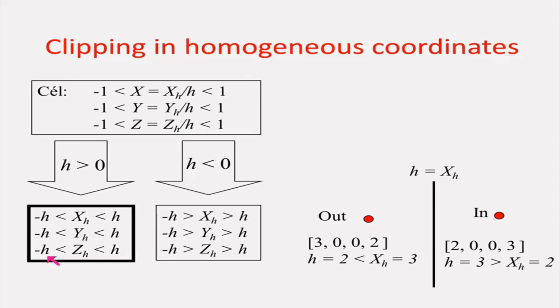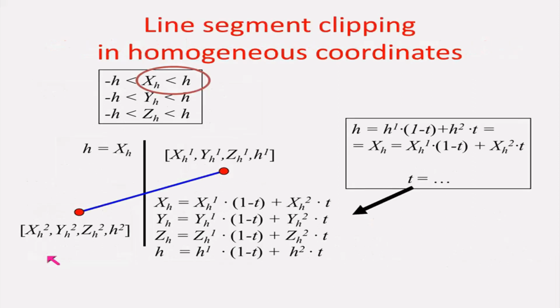The intersection of these half spaces is a cubical view frustum. Each half space is associated with a single inequality, and the border plane of the half space is defined by the equation where the smaller relation is replaced by equality. We consider here just one half space of inequality xh is smaller than h, where the boundary is the plane of equation xh is equal to h.